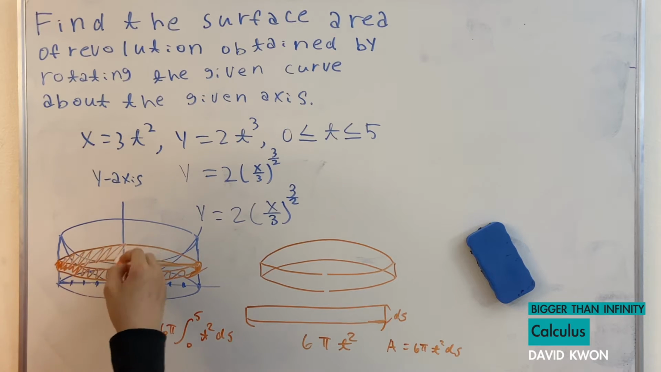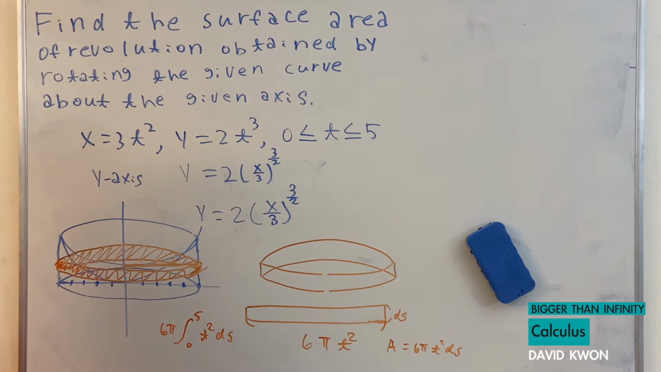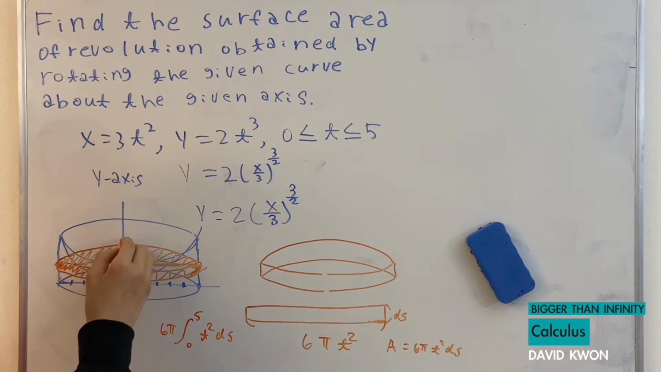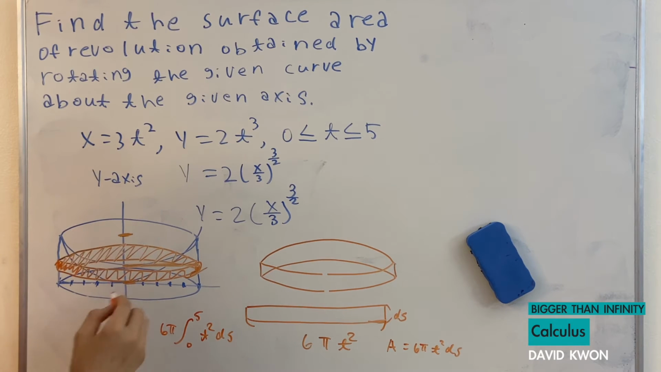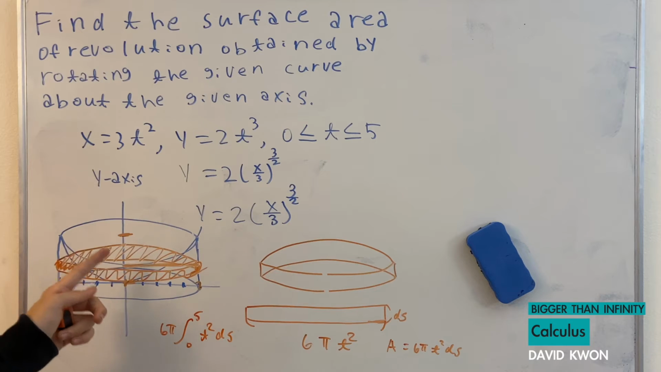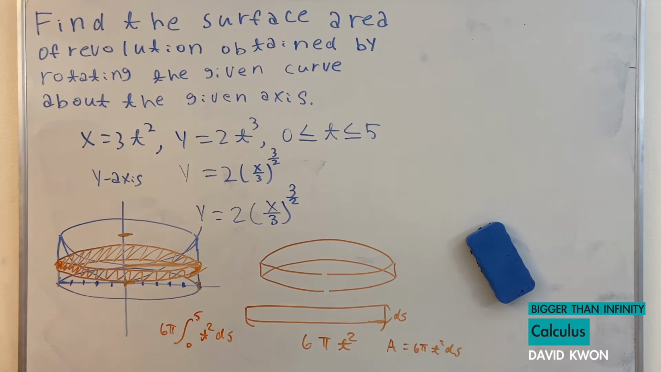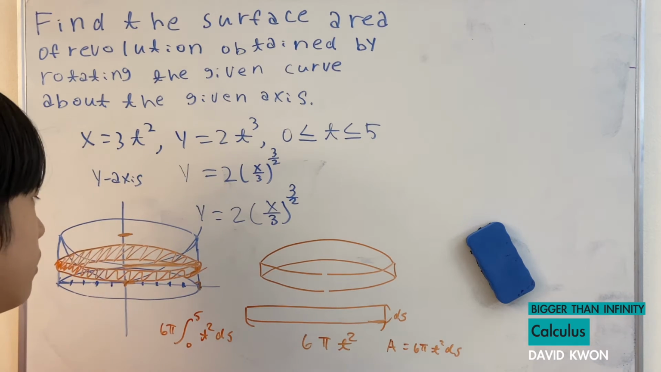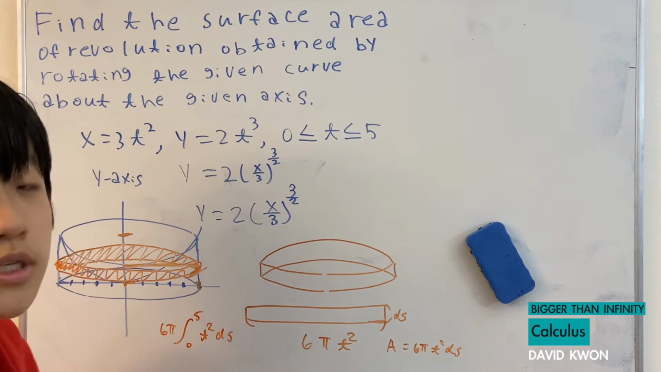But now it has the integral from 0 to 5 right here. That means it will have infinitely many of these rubber bands, which eventually will let us find the surface area.